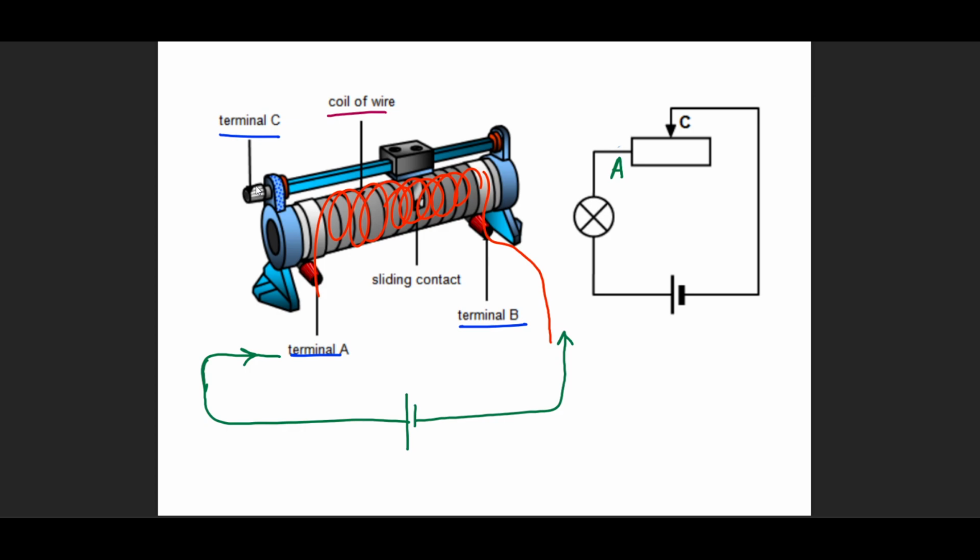In this case, it behaves like a fixed resistor because the current has to go through the whole length of wire and then exit the other terminal.